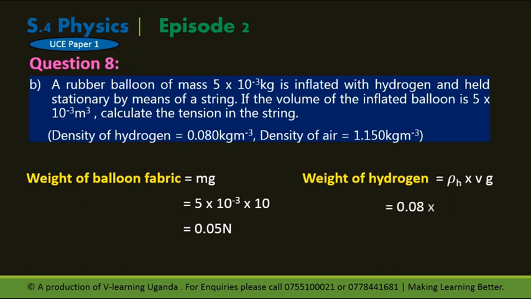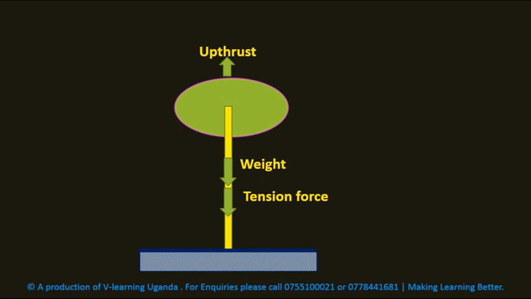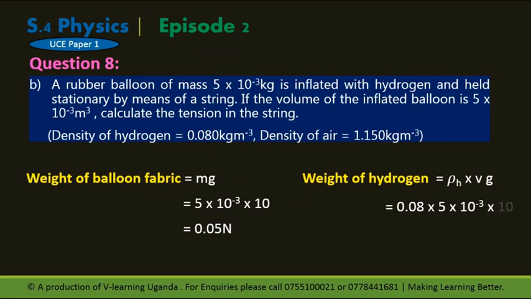That gives you the density, which is 0.080, times 5 times 10 power negative 3, which is the volume, times 10, which is acceleration due to gravity. When you simplify, that gives you a value of 0.004 newtons. So that is the weight of the hydrogen in the balloon.